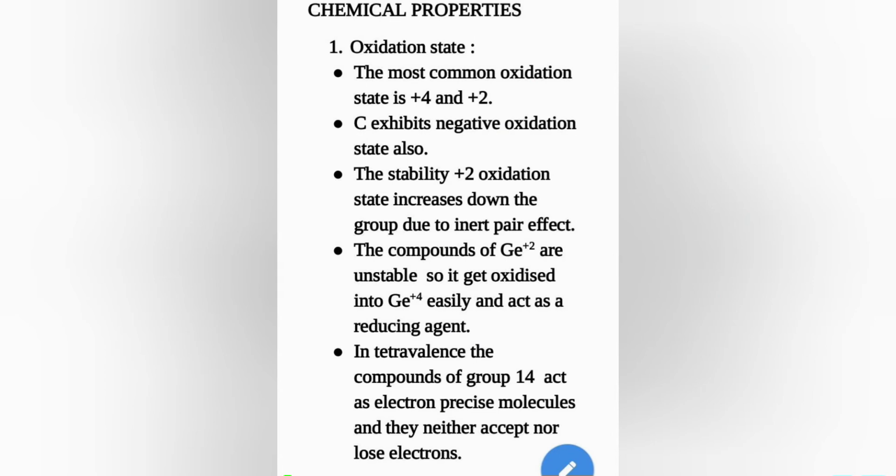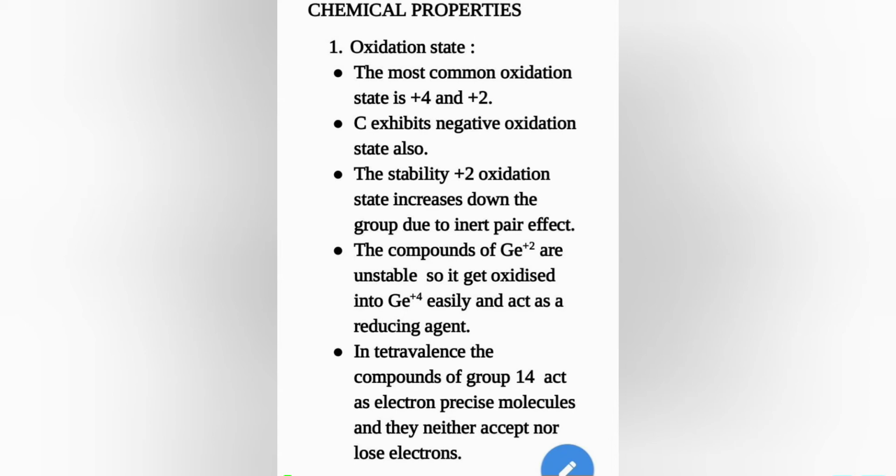Now chemical properties. The first chemical property that we are discussing is oxidation state. The common oxidation states are +4 and +2. Carbon exhibits a negative oxidation state also because of its configuration. Atomic number is equal to 6, so the configuration will be 2,4. Either it can accept 4 electrons or it can donate 4 electrons.